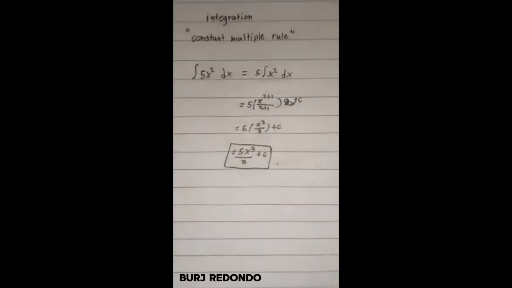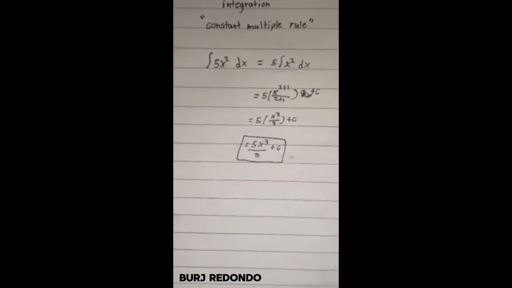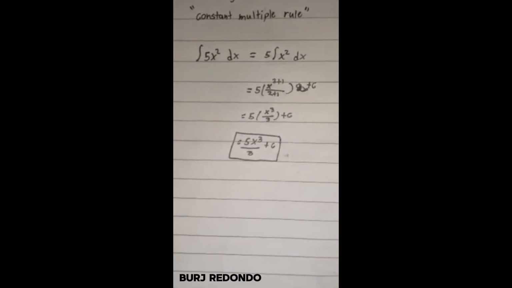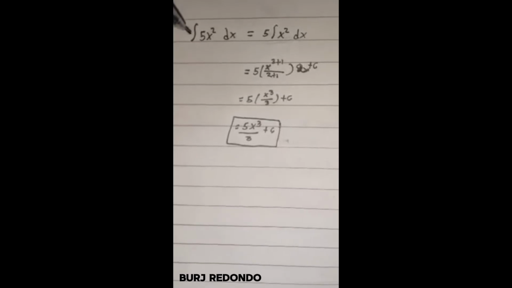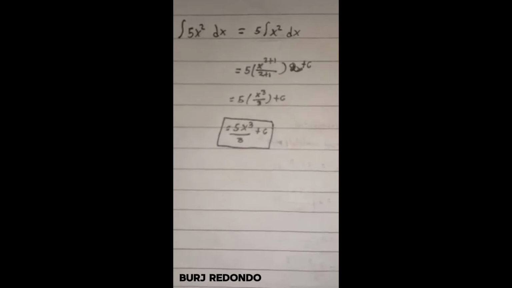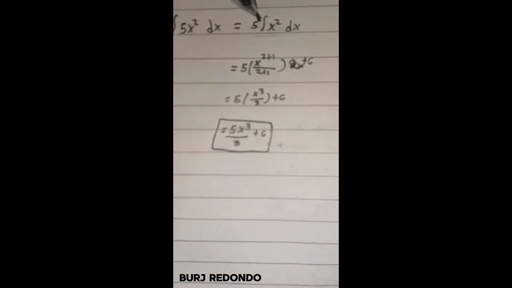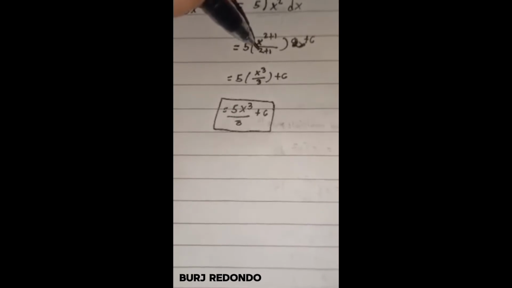Hi, I am Bercelli Redondo and in this example I will show you on how to solve constant multiple rule. So in this example we have integral of 5x squared dx. So what we did is we took out the 5 and left the x squared inside the integral. So after that is we add 1 to the exponent inside. So x squared plus 1 and we copied and 2 plus 1 plus c.